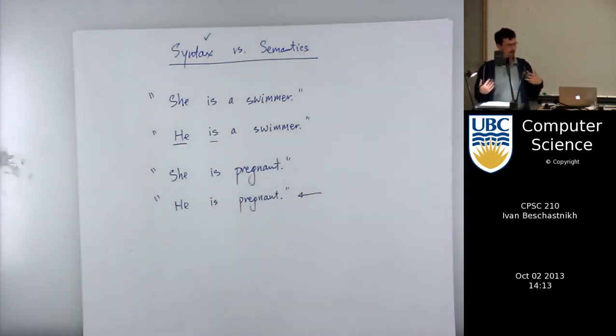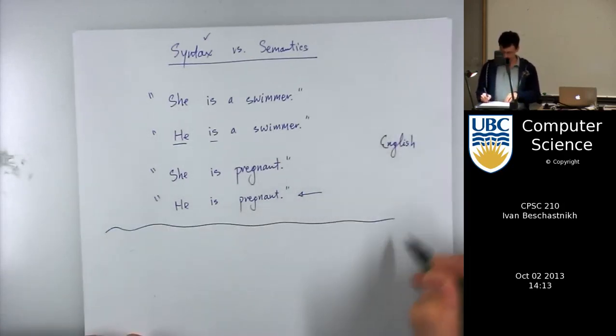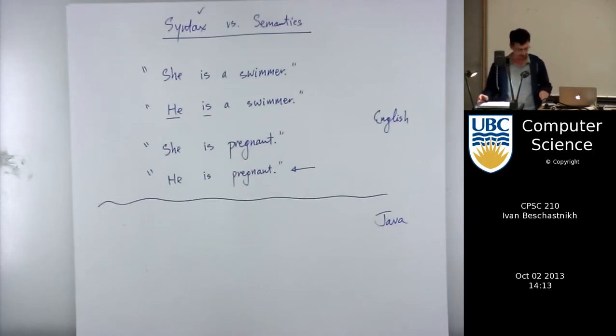Now, for programming languages like Java, you have a very similar distinction between syntax and semantics. So in Java, typically the way we think about syntax and semantics is in terms of statements, right? A statement in a programming language is like a sentence in English. And some of these checks for syntax and semantics can be automated and some cannot.